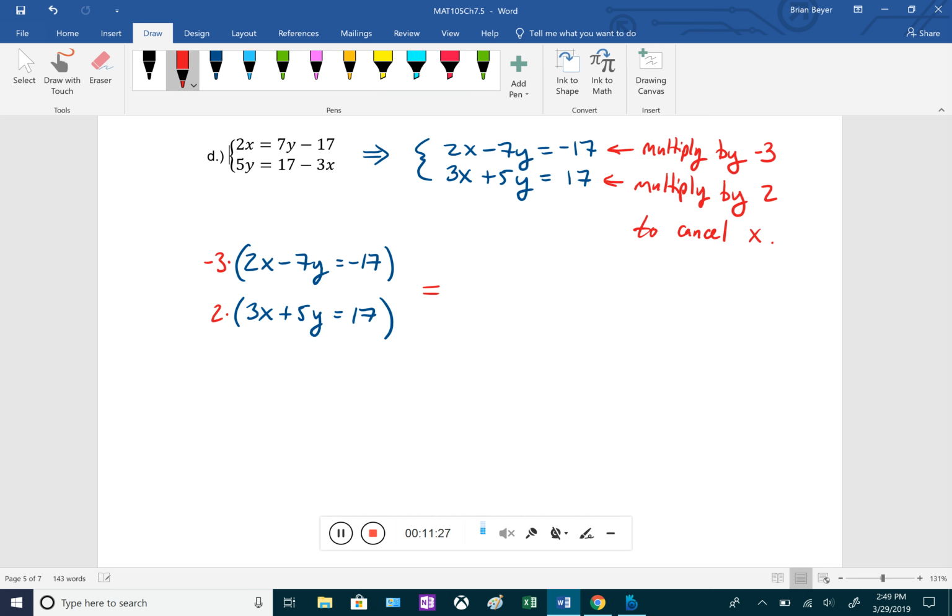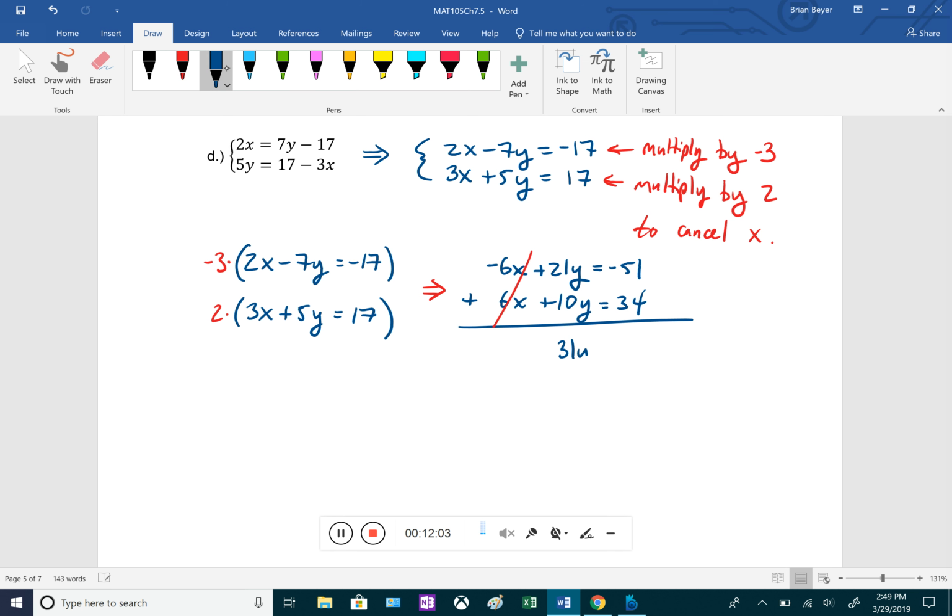So when we do that, on the right hand side here, multiplying that first one by negative 3, by multiplying it to every term, we get negative 6x plus 21y equals negative 51. And then multiplying the second equation by 2, we get 6x plus 10y equals 34. And now we're adding these together. So when we add these together, the x terms cancel, which is what we wanted. 21y plus 10y, that gives us 31y.